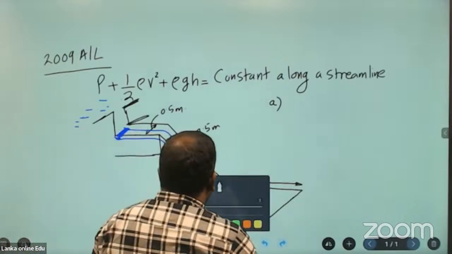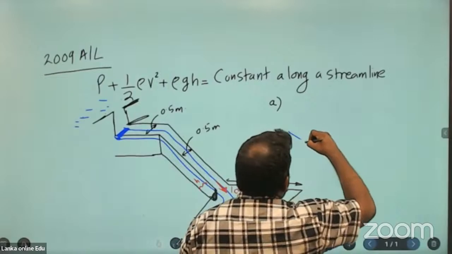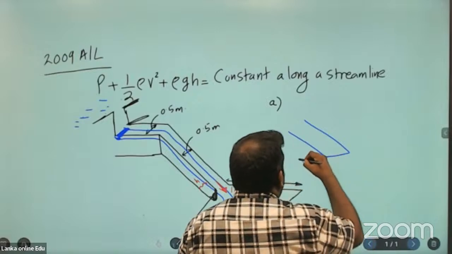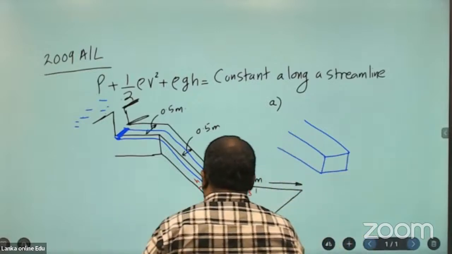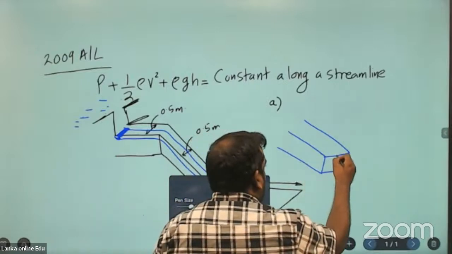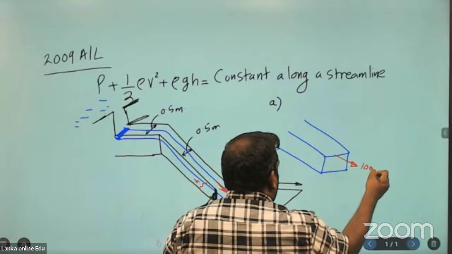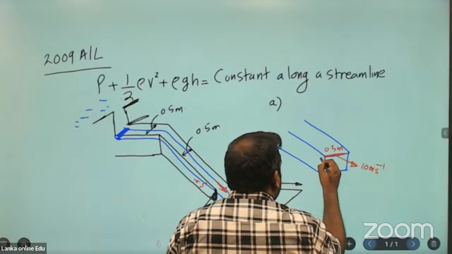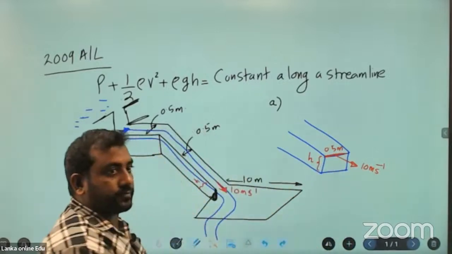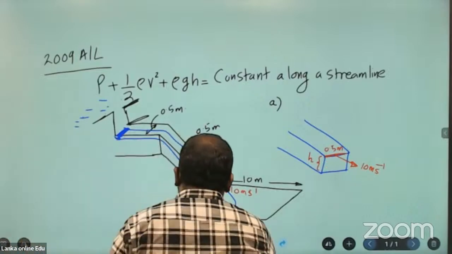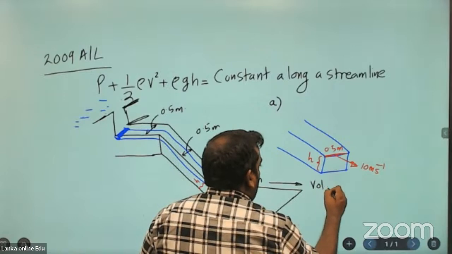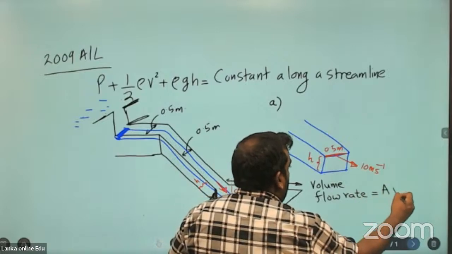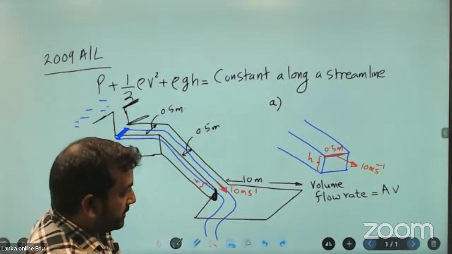Okay, so if you view this three-dimensionally, water is coming out with a velocity of 10 meters per second, and the width is 0.5 meter. They are asking the height. Part A. So all of you know the theory. Volume flow rate is area into velocity.